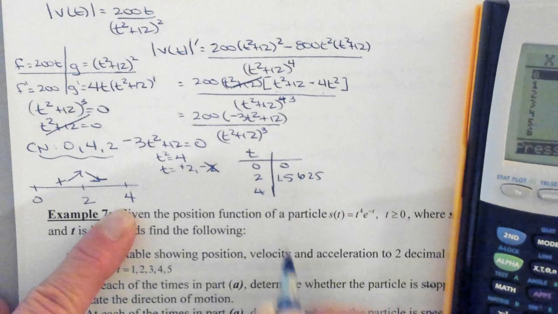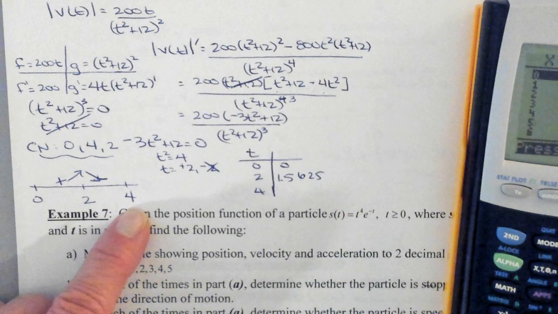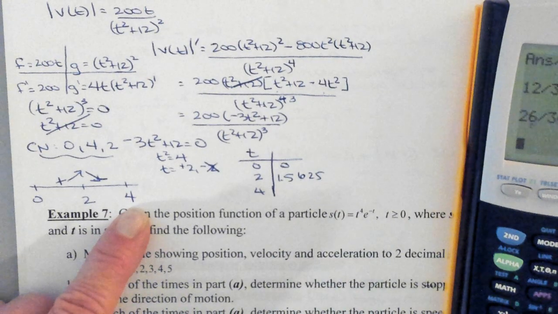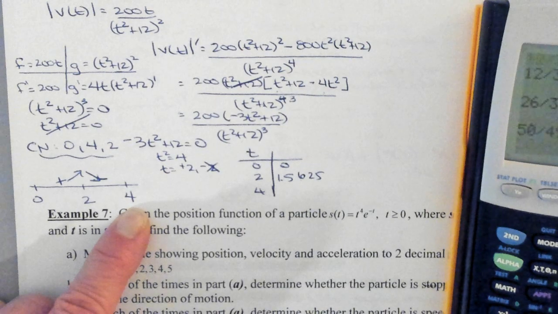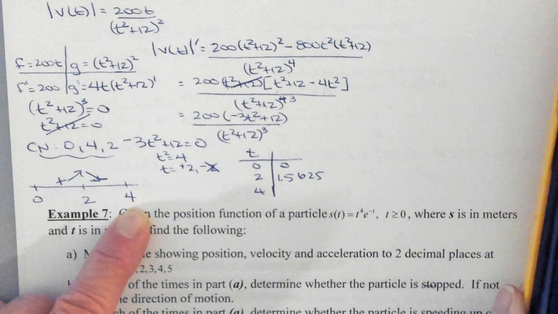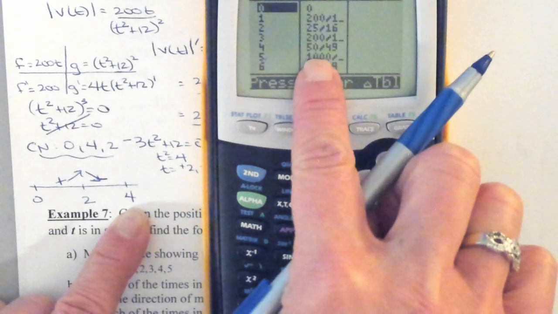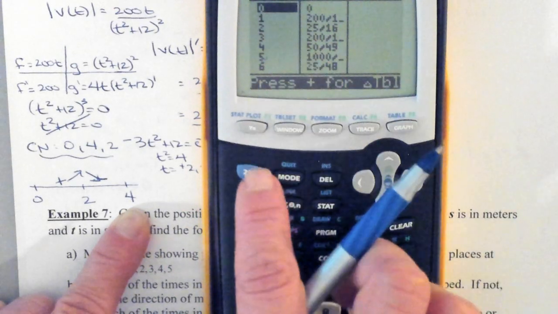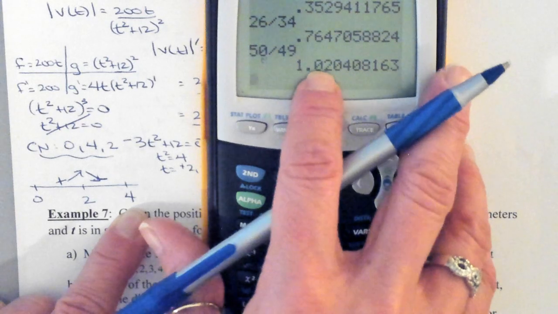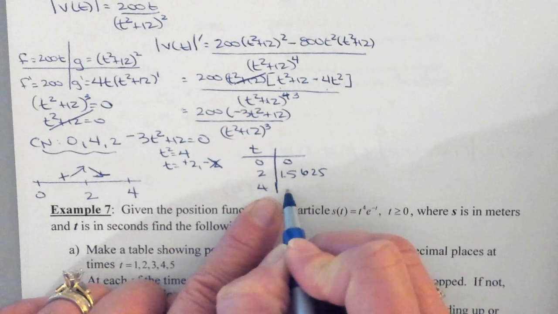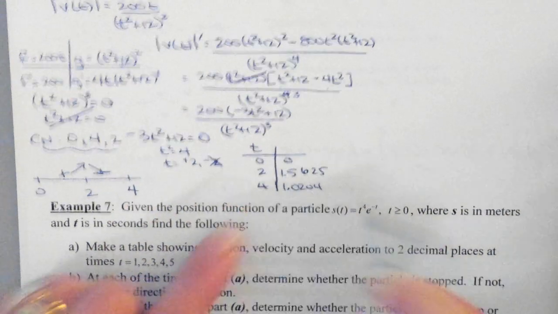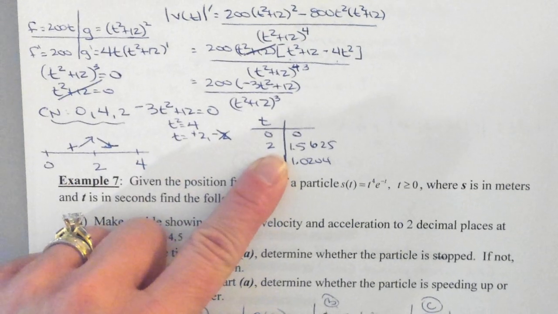1.5625, I heard. And then what about at time 4? I got 1.020, because in my table it was as a fraction. It's right here, 50 over 49. So when I calculated it, it's 1 point. So does that make sense? Is this the maximum speed at time?